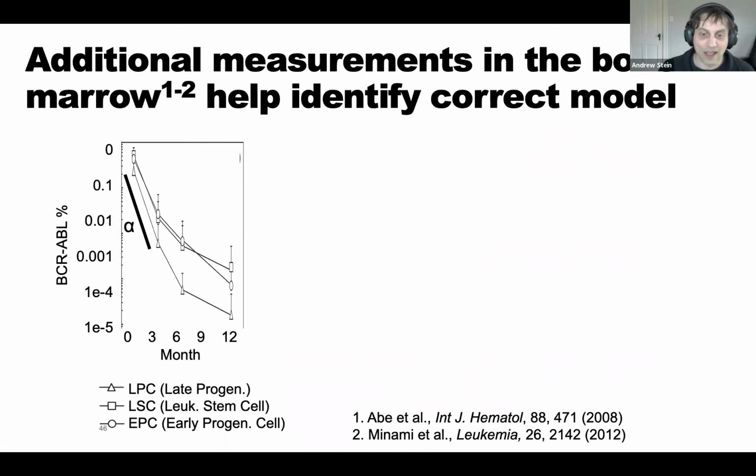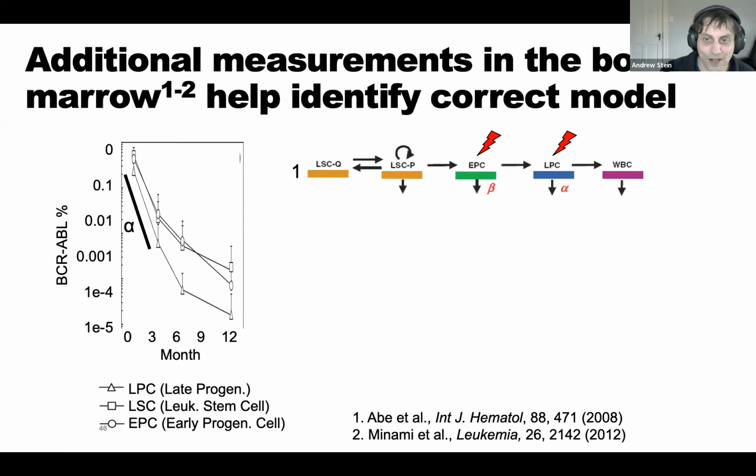And eventually there was some data, shown here, where they went in and looked at the different cell surface markers in the bone marrow to identify the different types of cells, and saw that all types of cells they could measure in the bone marrow declined at a rate alpha. So it was this kind of data that was really needed to help choose between the different models.